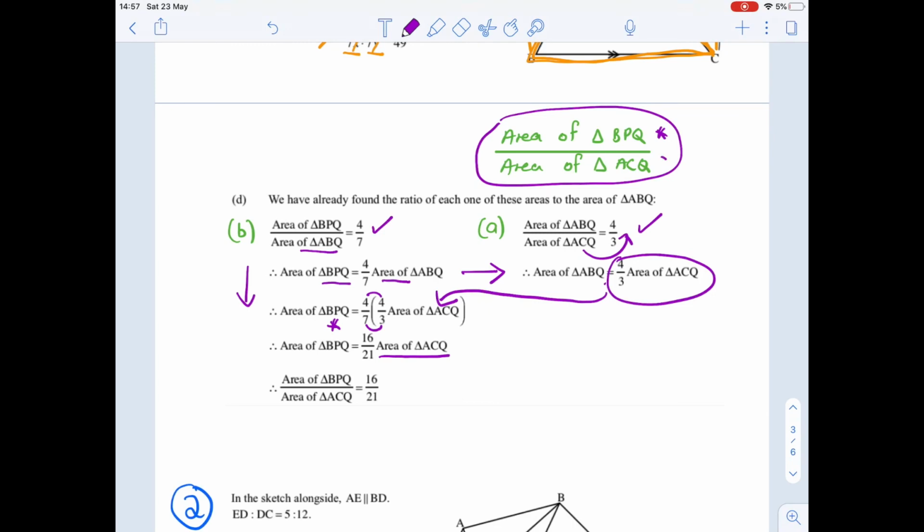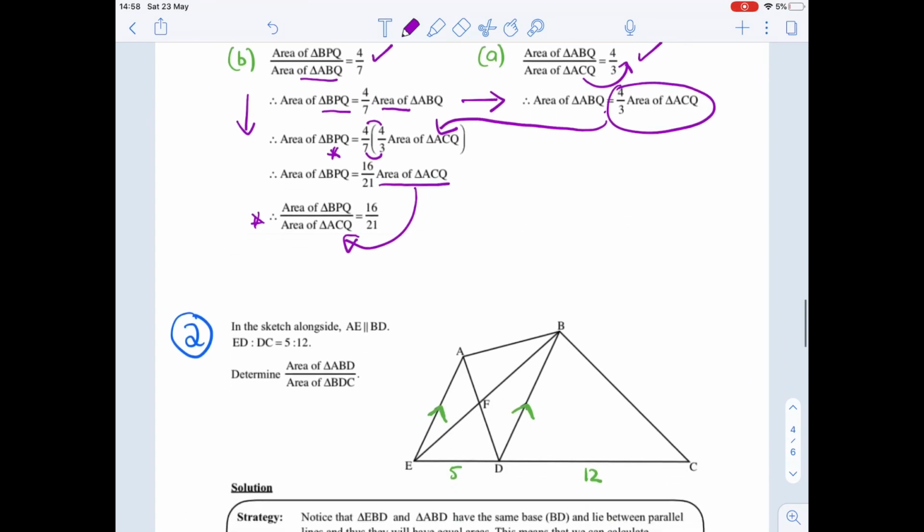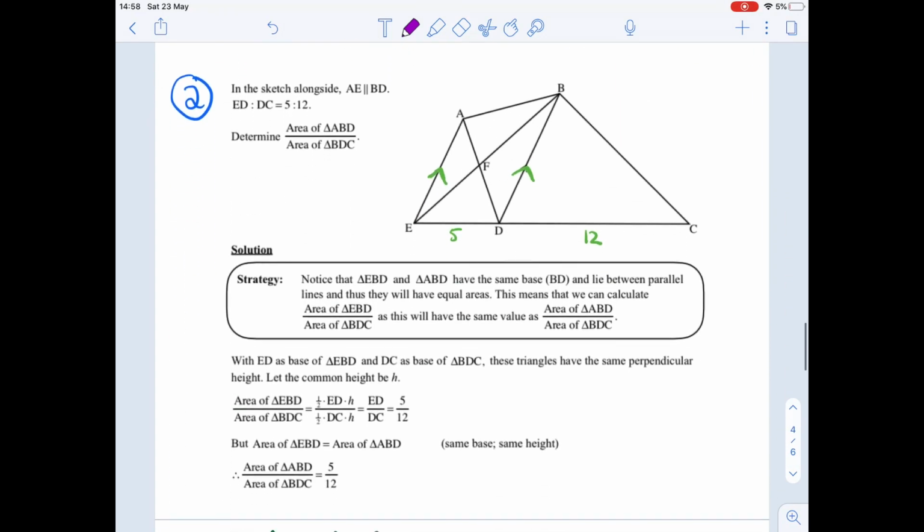Now, how can I get rid of this? That is part of what I'm looking for in the question. So we just take it underneath. We divide by that. And so what I'm looking for now is I've found the area of BPQ over the area of ACQ is 16 over 21. And I've got it by looking at relationships between the other areas, substituting in, playing around with it, working with it. Quite a difficult example, but we need to be able to know how to do these as well. And they're quite fun when it all works together and we get to the answer.